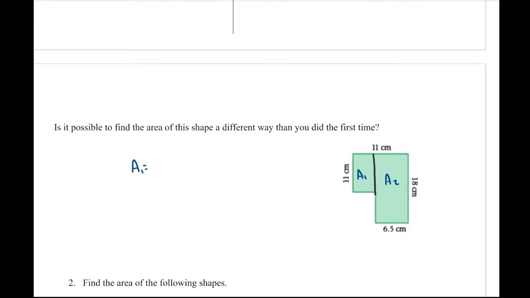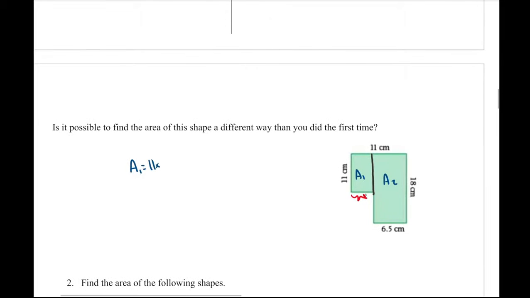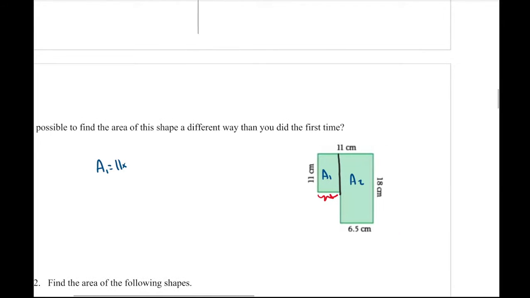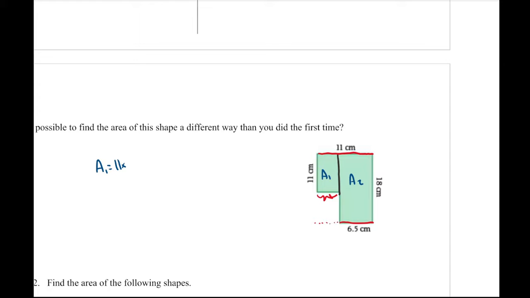but slightly different measurements. Area 1, we know is going to be 11 times, and now we need to figure out what this measurement is, rather than the other one that we found. We would do it the same way though. We know that the entire distance across is 11, and we know that we're taking up 6.5 centimeters of it for the one part, so the other part here has to be 11 minus 6.5, which gives me 4.5.